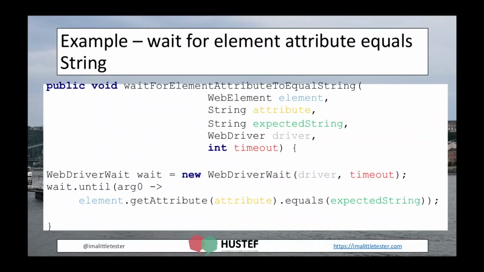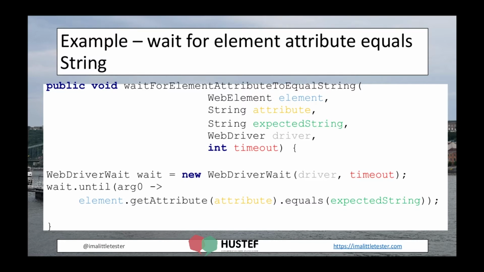Another example is when you want to wait for an element attribute. The element attribute can be, as I said, maybe a class. Classes are something that we use quite a lot. So here we can just create a very custom method where we're just checking that the element that we're passing as a parameter has an attribute, which again we pass as a parameter, whose value equals an expected string.